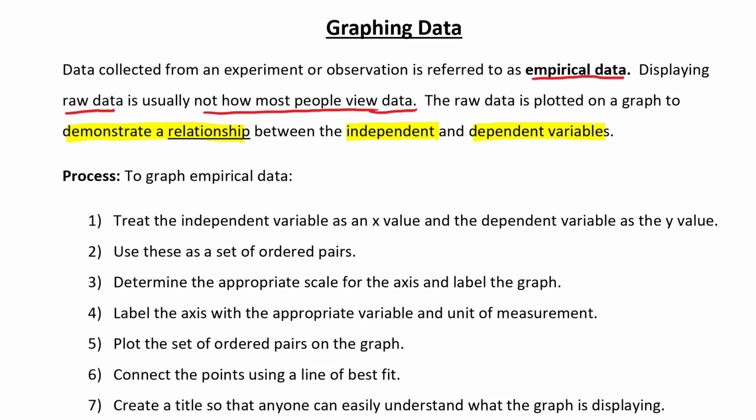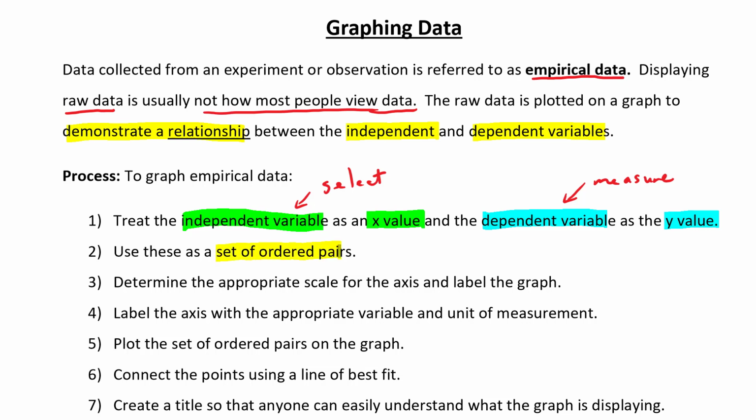Let's review the steps for plotting empirical data on a graph, also known as plotting your raw data, to see if there's a relationship between your independent and your dependent variable. So your independent variable, this is your x value. Your dependent variable, this is your y value. Again, your independent variable, this is a value you select. The dependent variable, this is the value you measure after you apply the selected x value. When we determine a y value for an expected x value, this is a set of ordered pairs. If it's x and y, you can represent it as a coordinate, x, comma, y.